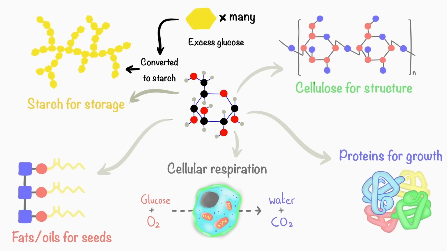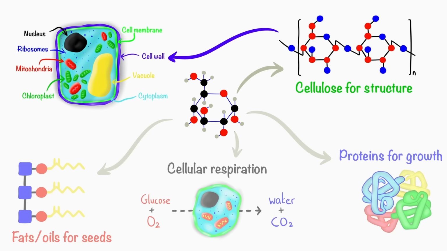Second, plants convert excess glucose into starch for storage. Starch is insoluble, making it better for storage than glucose. Glucose is soluble and would draw in water, causing cells to swell up. Third, glucose can be converted into cellulose, which is used to build strong plant cell walls. These walls provide structure and support for the plant.